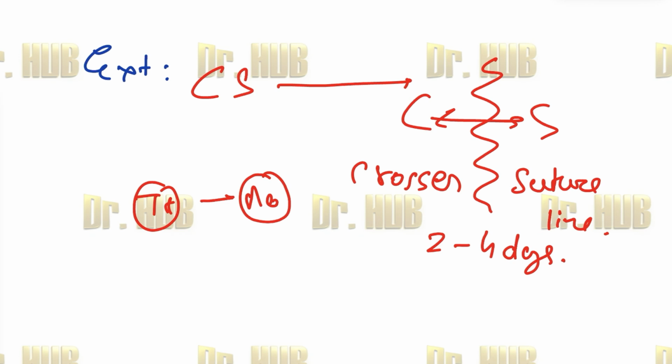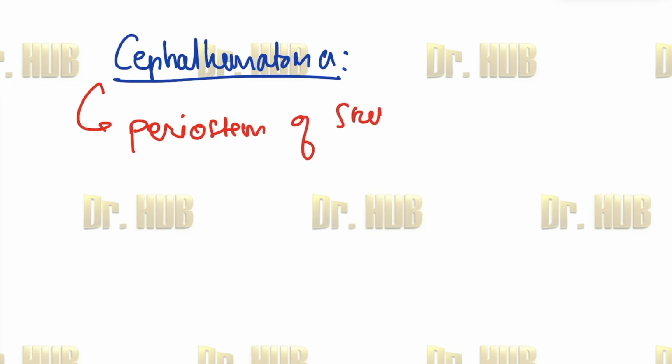Next, we move on to the cephalohematoma. So cephalohematoma involves the periosteum of the skull bone, the presenting part being the periosteum of the skull bone.